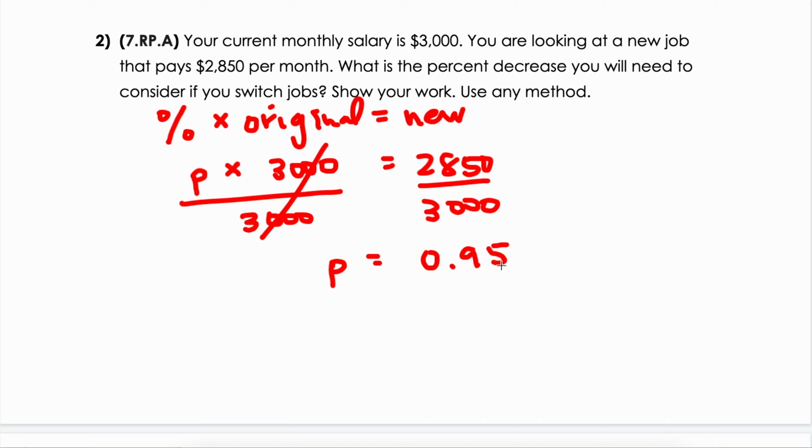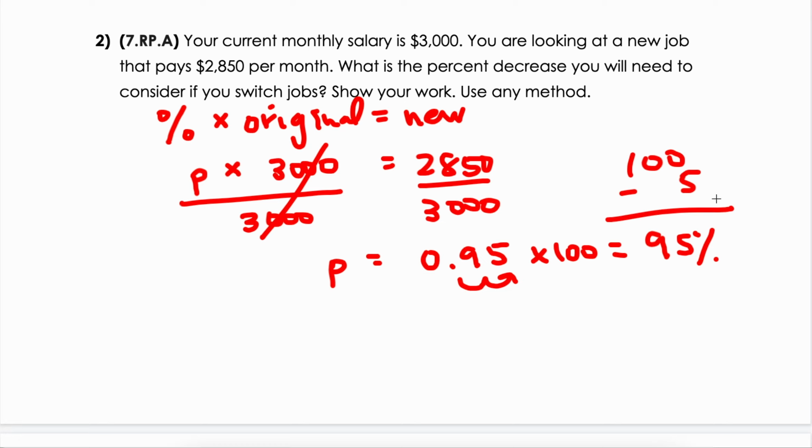And now you would have to change that into a percent. So that would be multiplied by 100 to become 95%. Now be careful, if it's 95%, that means that it was decreased by 5%, and that's why you end up with the 95%. So your answer is actually what had to be taken away to get to that percent.